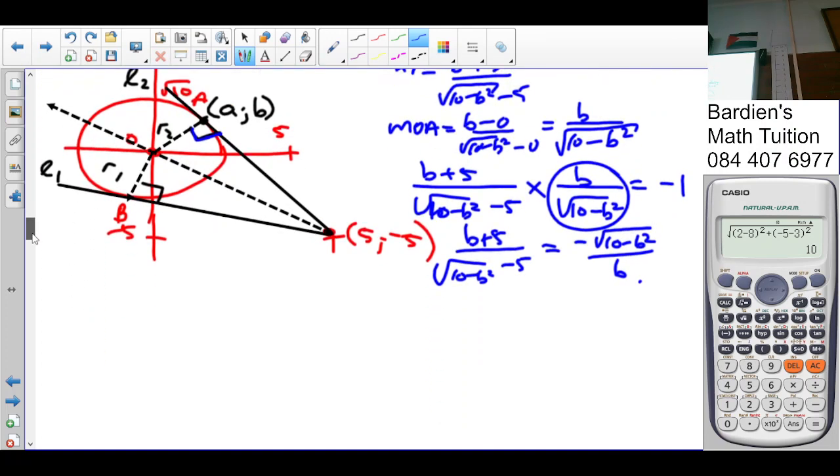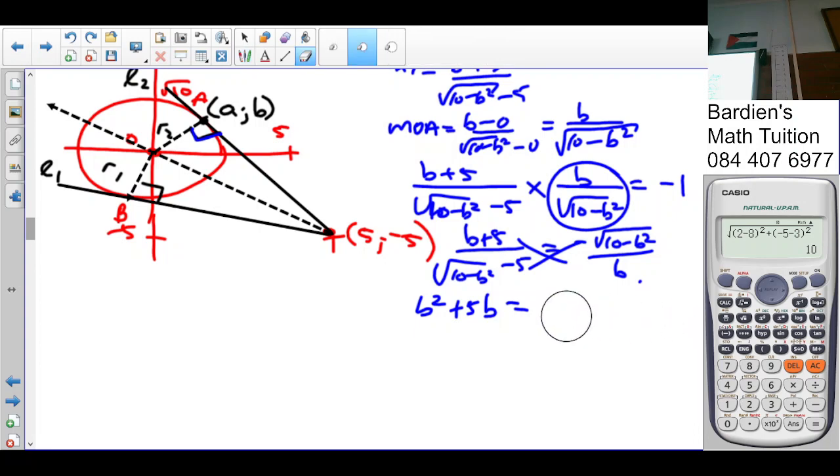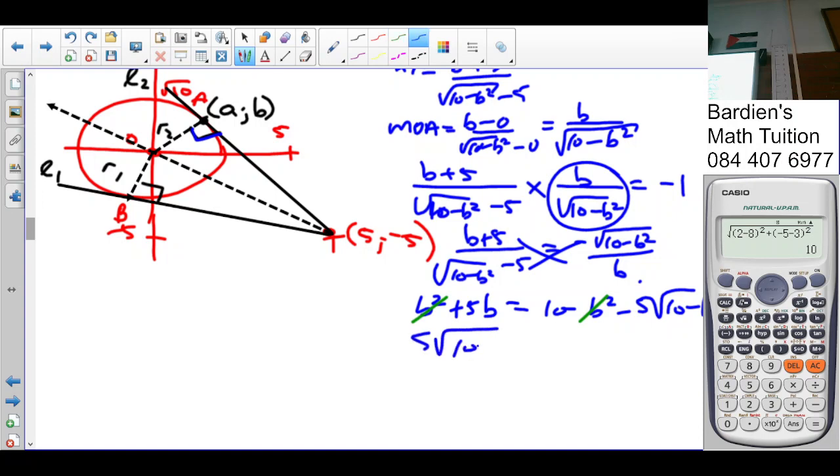That's not going to work. I made another error somewhere. If you cross multiply, it's going to be B squared plus 5B equals, that times that is going to give you 10 minus B squared minus 5 root 10 minus B squared. Okay, the B squared cancels. So it's going to be 5 root 10 minus B squared is equal to 10 minus 5B.